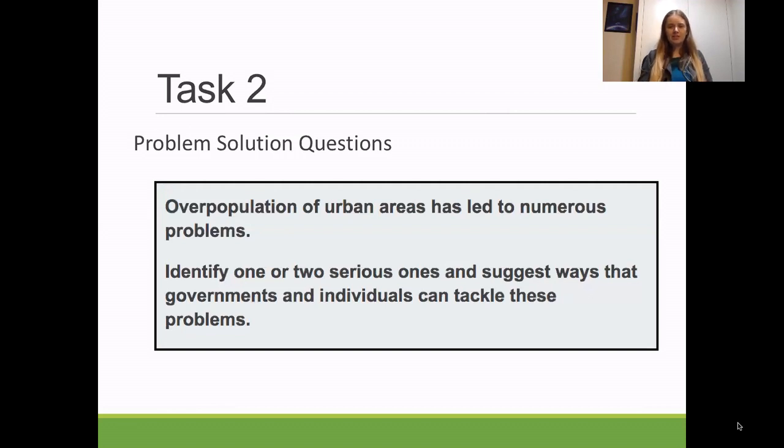So now we will get into a few more examples of what these questions on the test can look like. There are questions that relate to problem solution. So this example is: overpopulation of urban areas has led to numerous problems. Identify 1 or 2 serious ones and suggest ways that governments and individuals can tackle these problems. So it is a problem and they want you to try to explain some ways that governments and individuals can solve these problems.